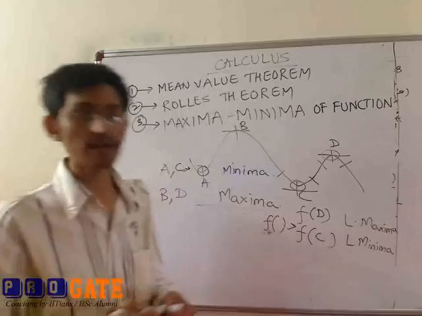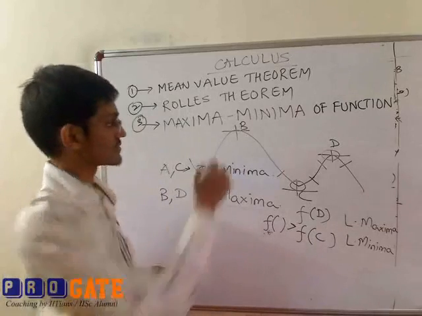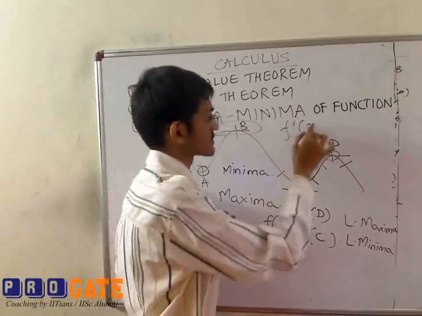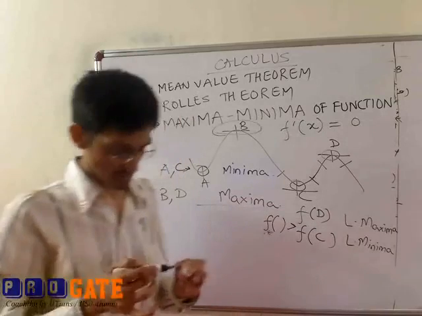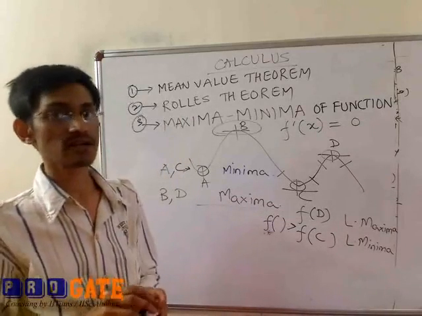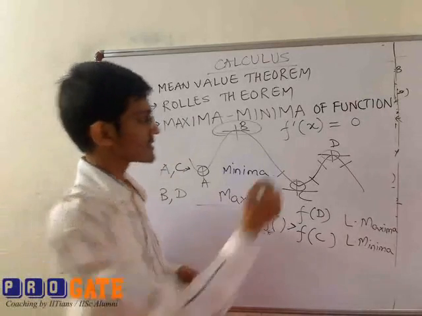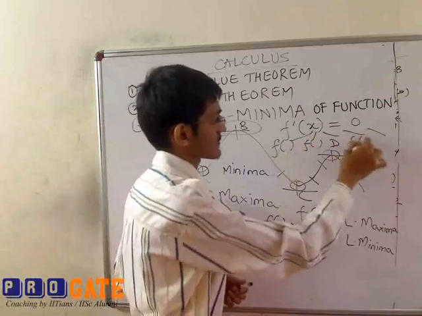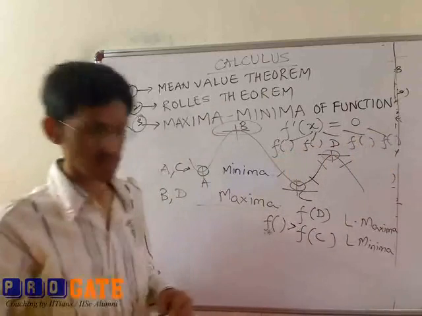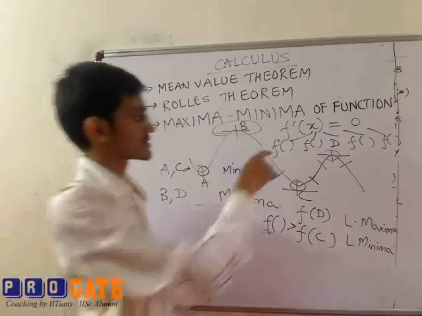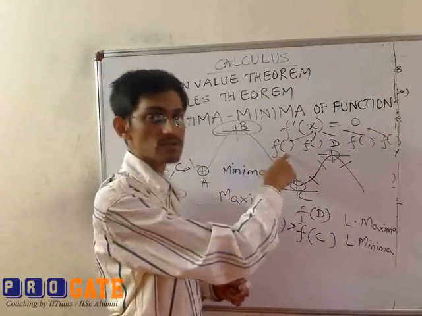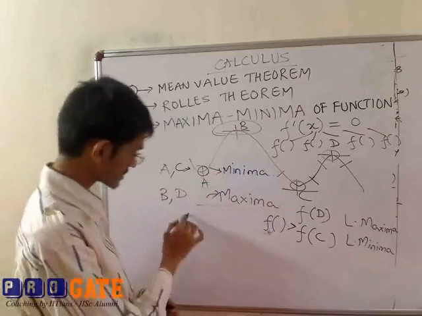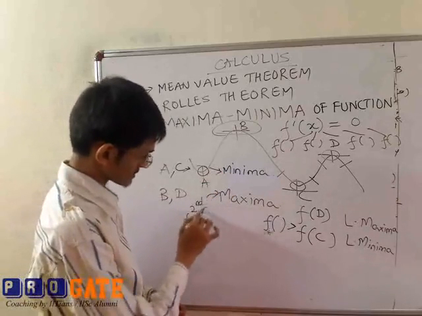To get the absolute maxima and absolute minima, what you have to do is first evaluate all the optimal points through f dash of x equal to 0. Get all the optimal points, maxima and minima. Then evaluate the functional values at those points. Now those optimal points you can further classify as minima and maxima based on the second order derivative test.